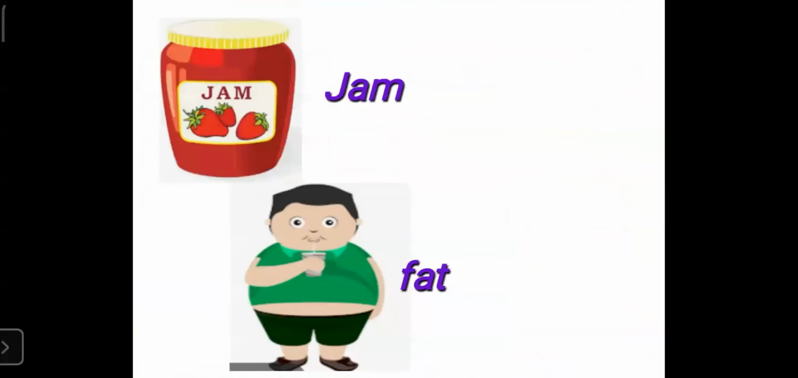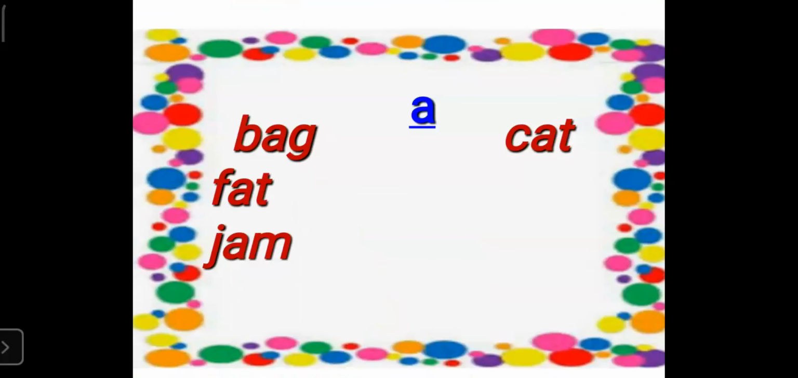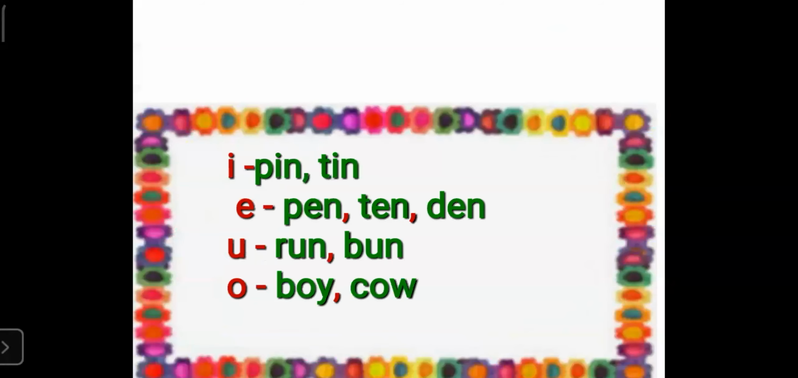Students, we also have seen the meaning of these words. So by adding a vowel, the words formed are B-A-G, bag, F-A-T, fat, J-A-M, jam, C-A-T, cat. By adding I vowel, the words formed are P-I-N, pin, T-I-N, tin.